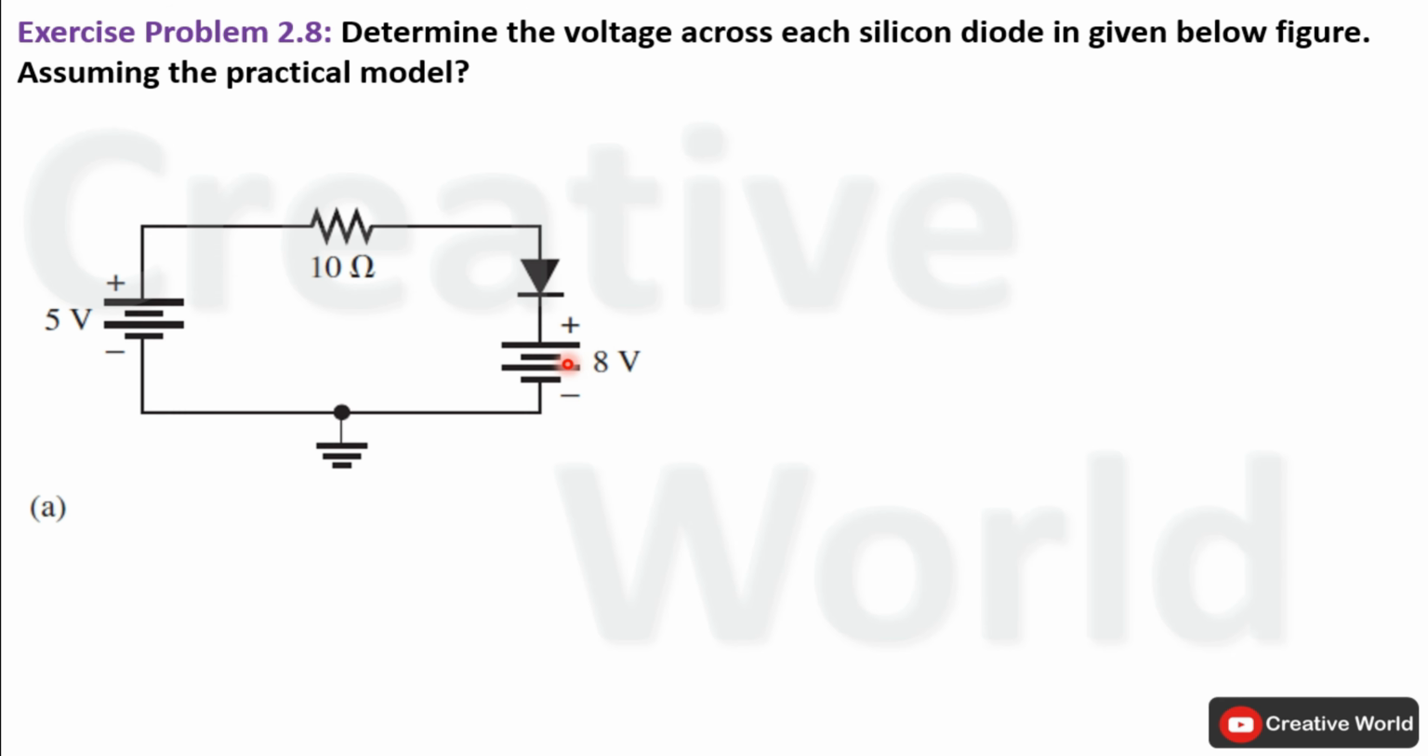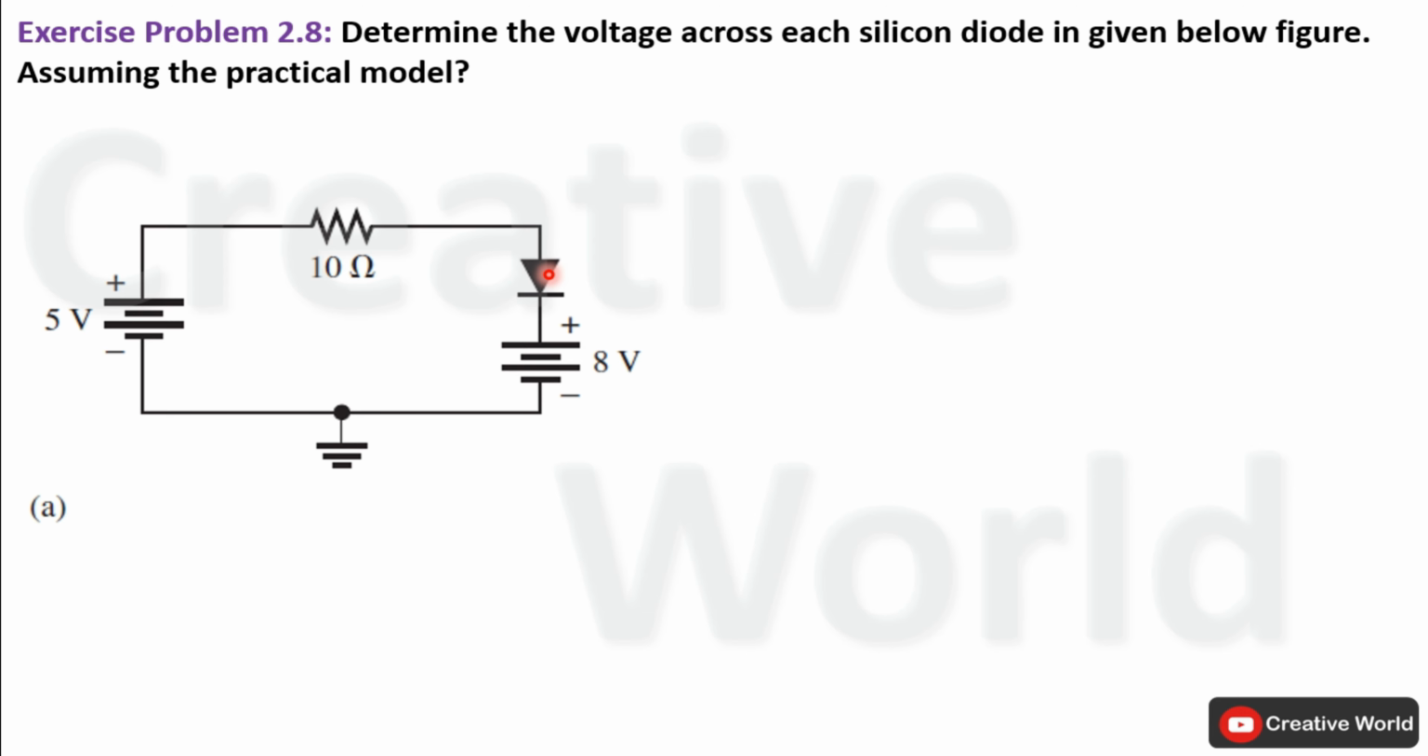In this configuration, a silicon based diode is connected through a resistance between two voltage sources. The negatives of both voltage sources are grounded, while the positive of the 8 volt source is connected to the cathode of the diode, and the positive of the 5 volt source is connected to the anode of the diode.